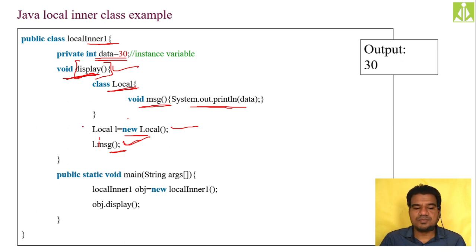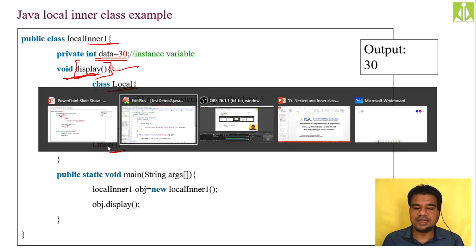So in order to execute this display method, I have to create the object for my outer class, and using that outer class object, I need to invoke this display method. Once you invoke this display method, indirectly this display method will create the object for the local class and it will invoke the message method as well. So this thing we will see working in our IDE.